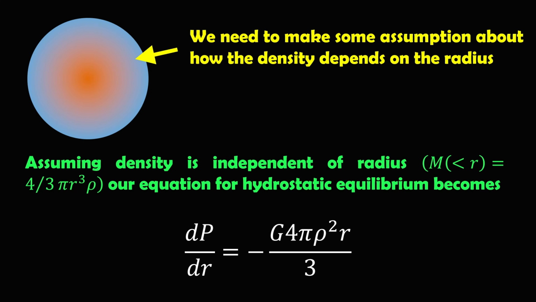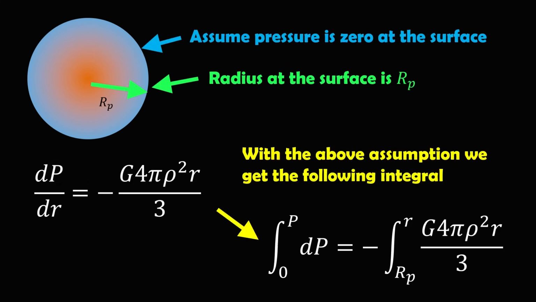So if that's the case, we can exchange our mass. We had an expression for the mass within some distance r from the center, and we can put that down here instead, and put it in our differential equation for the hydrostatic equilibrium. What we're going to do here is assume that the pressure at the surface is 0 and that the radius at the surface is rp. And we can then write this in the form of an integral, so we can look at solving it.